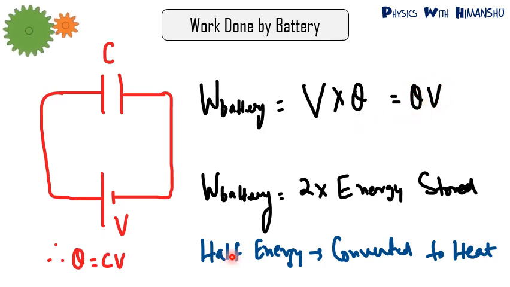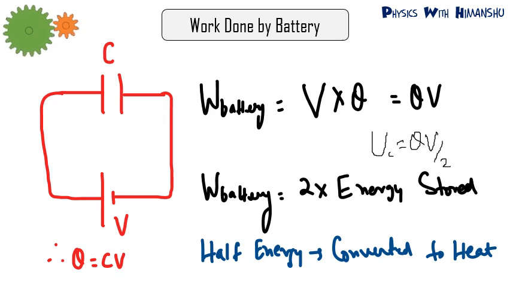Now remember, in the last slide we discussed that the formula for energy stored inside a capacitor is Q into V by 2. So basically the work done by the battery is twice the energy stored inside the capacitor. So if the battery supplies 100 joule of energy, then only 50 joule of energy reaches the capacitor. Half of the energy is converted to heat in the resistance of these wires. Okay, now coming to the next slide.